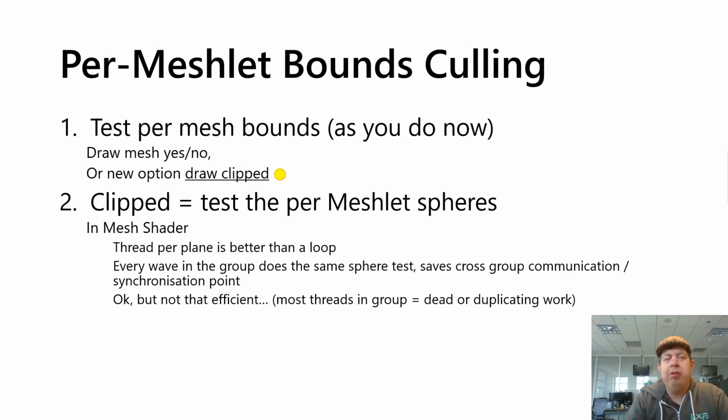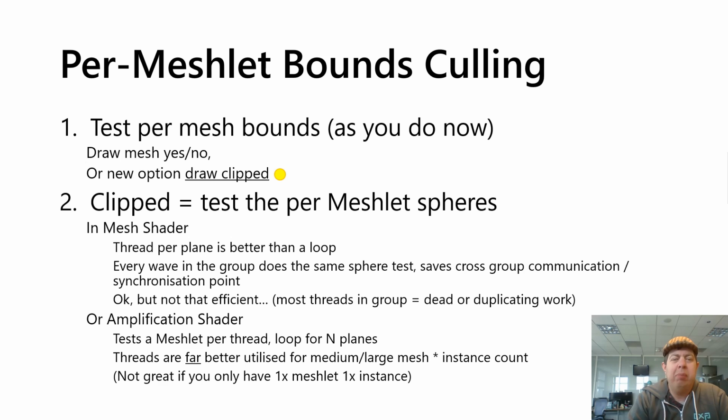So when a bounding sphere has been classified, or a bounding box has been classified as clipped, then in the mesh shader, we're going to test the Per-Meshlet sphere against the planes. We're going to do a thread per plane, and then every wave in the group is going to do its own sphere test. So they're all going to compute the exact same visibility result, but this saves cross-group communication at a sync point. It's not that efficient. Most threads in your group are dead or duplicating work, but it's only a sphere test and you're doing a thread per plane, so it doesn't take all that long.